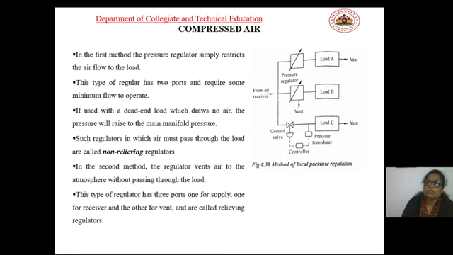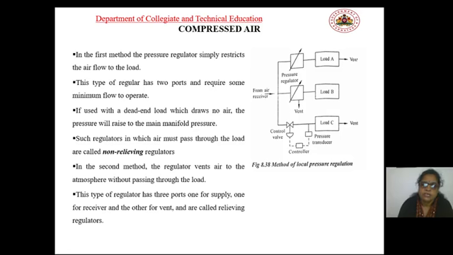So in local pressure regulators, in that first method, the pressure regulator simply restricts the airflow. It has two ports and requires some minimum flow to operate. If a dead-end load which draws no air is used, the pressure will rise to the main manifold pressure. Hence these regulators are called non-relieving regulators.